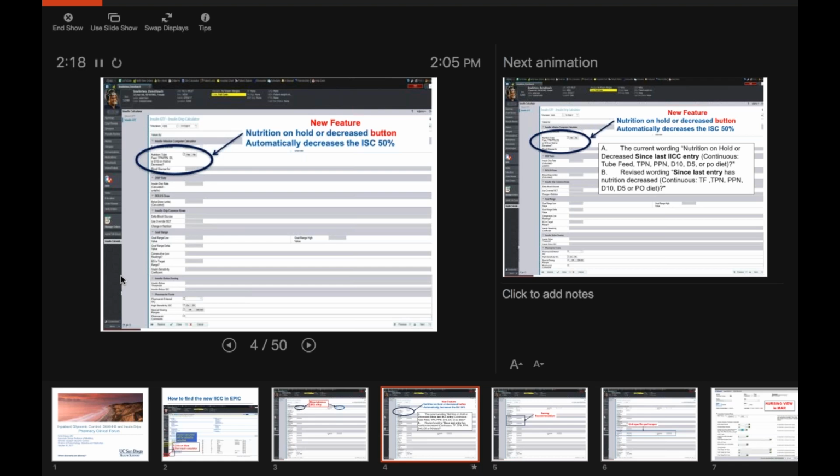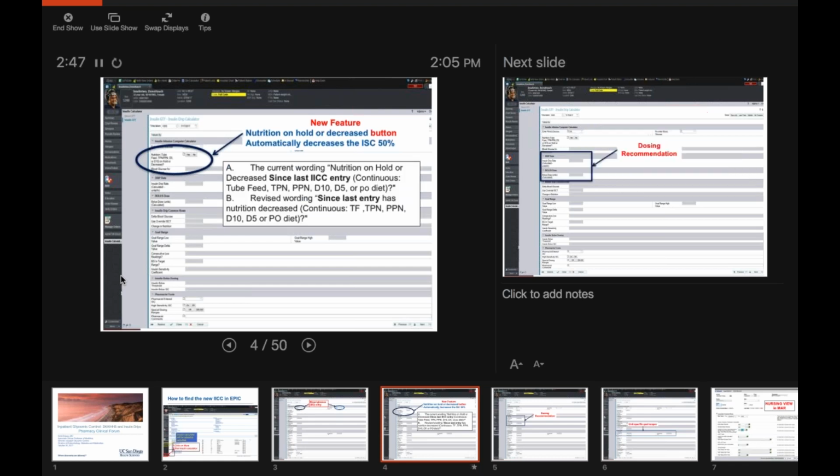Okay, because if you press that, if your answer goes from no to yes, it will automatically have your ISC. If you've got tube feeds going and it changes, it decreases or stops, the nurse presses that button and it takes away the vast majority of calls you guys used to get on the old calculator. Okay, does that make sense? We are automating the most common call to pharmacy. But the wording is new and has been a little bit confusing for nurses.